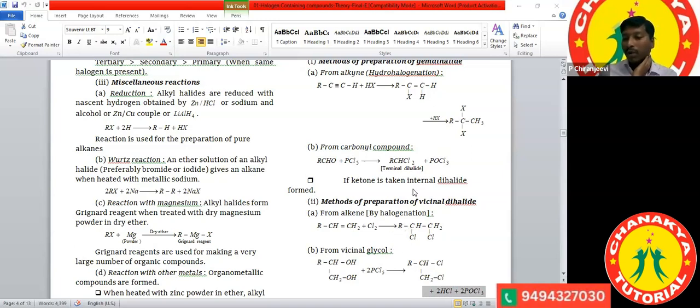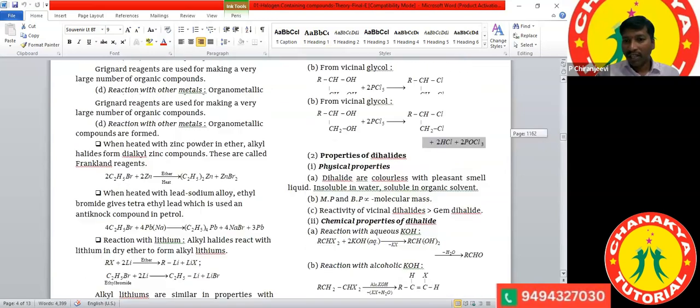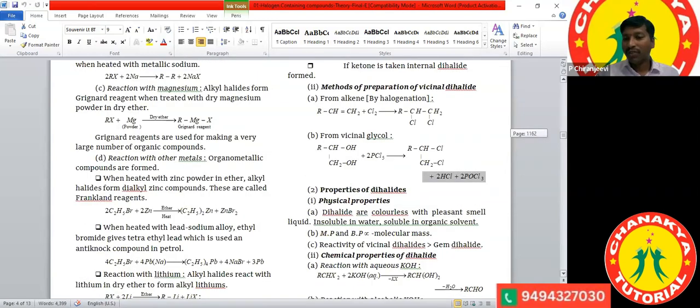And what are the chemical properties? All this we already studied. Preparation of the dihalides, preparation of the alkanes, haloalkanes, we studied. And what are the physical properties of the dihalides? Dihalides are colorless, pleasant-smelling liquids. Dihalides are insoluble in water, soluble in organic solvents.